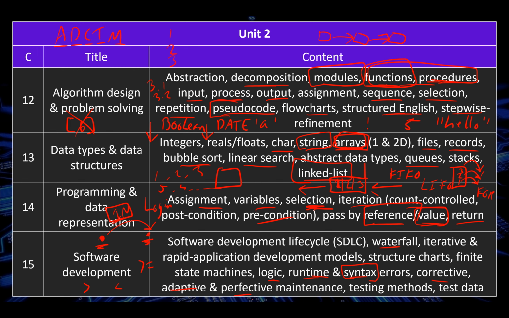Then perfective. Here the program is already working, but we just want to improve the performance, or improve the organization and quality of the code, such as the readability of the code. And when I say performance, that can be both in terms of time, so making it faster, but also in terms of memory, so making it use less memory.